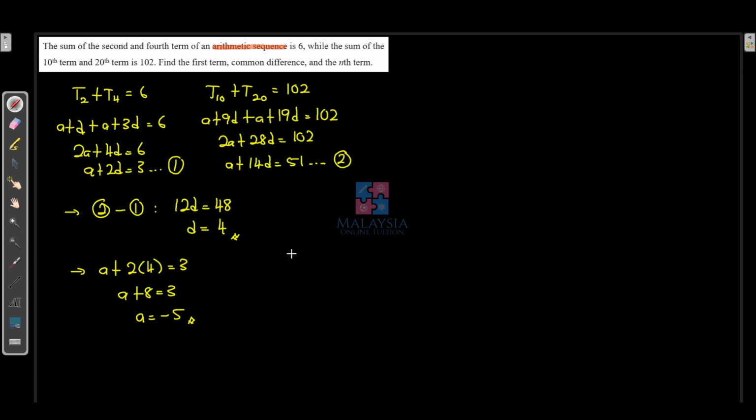And the nth term. So how to find the nth term? So we write Tn equals a plus n minus 1 times d. So we change everything. So a is negative 5 plus n minus 1, and then our d is 4. So negative 5 plus 4n minus 4. And finally, the nth term of this arithmetic progression is negative 9 plus 4n. And this is the final answer for question number 6.